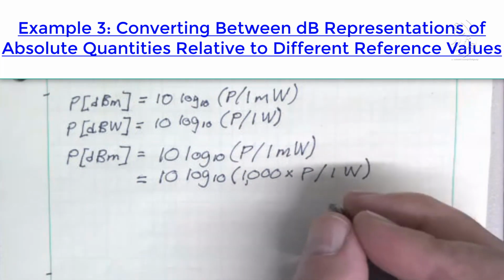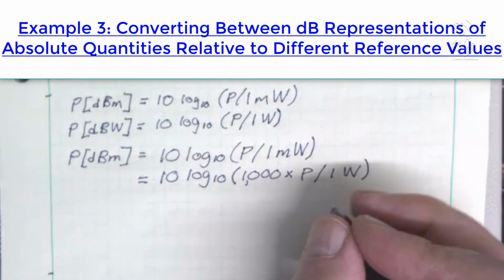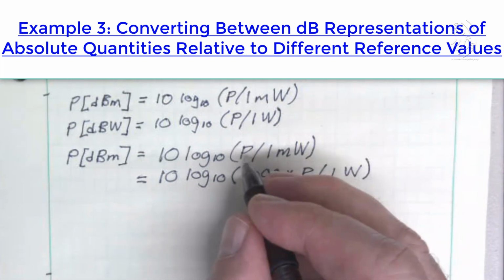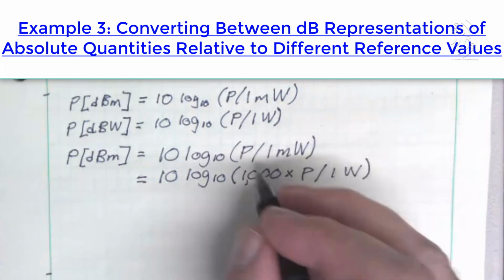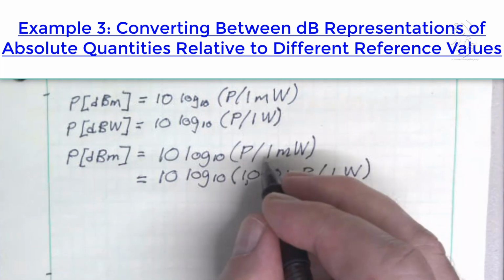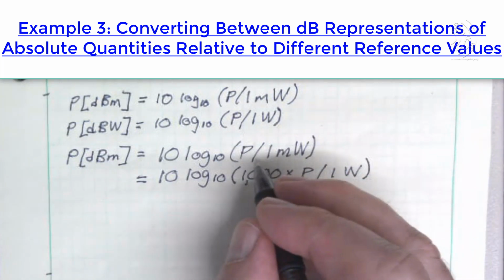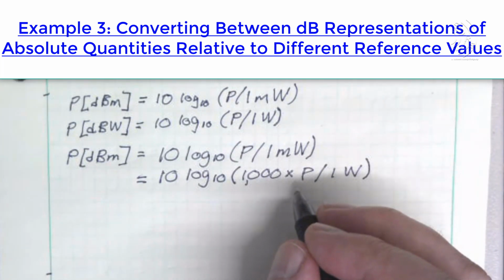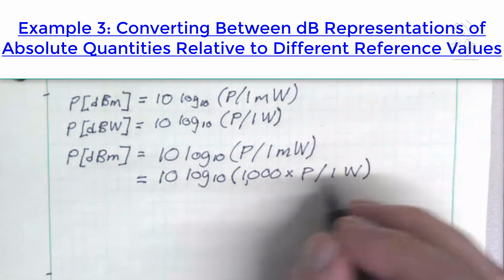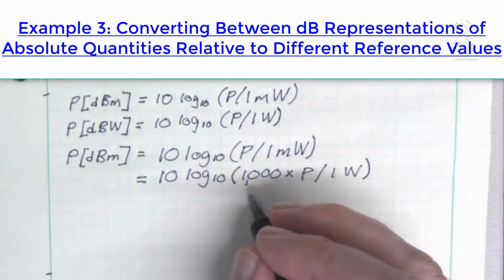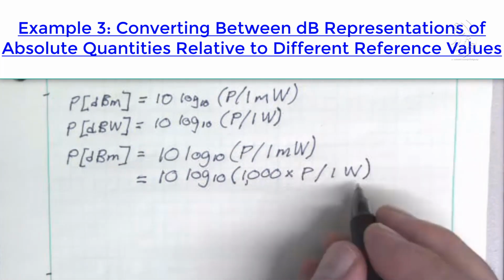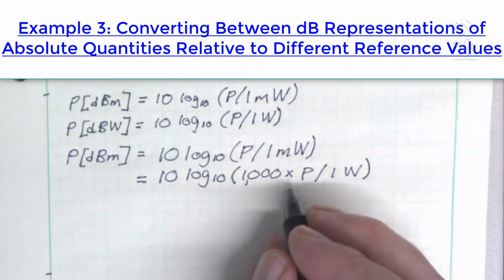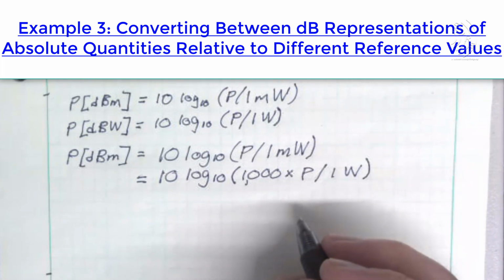So in other words, for simplicity, let's say that P equals 1 watt. Then P divided by 1 milliwatt would be 1,000, and P divided by 1 watt would just be 1. So the ratio to 1 milliwatt will be 1,000 times the ratio to 1 watt.